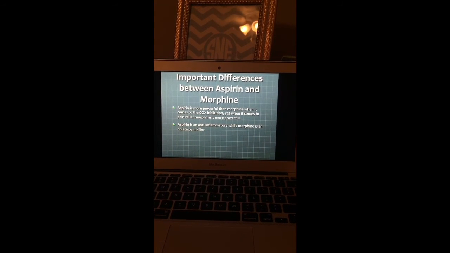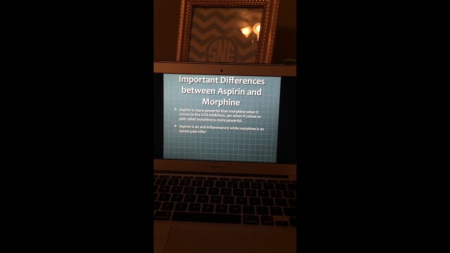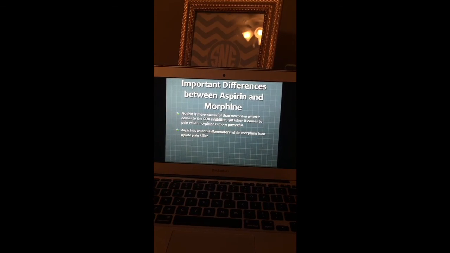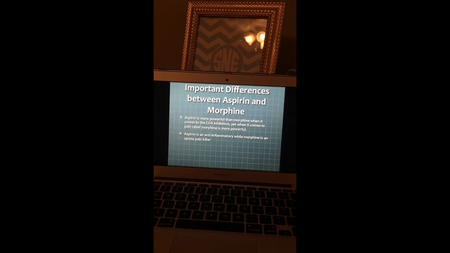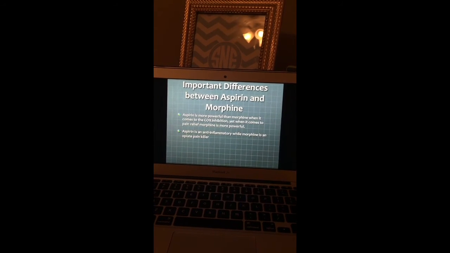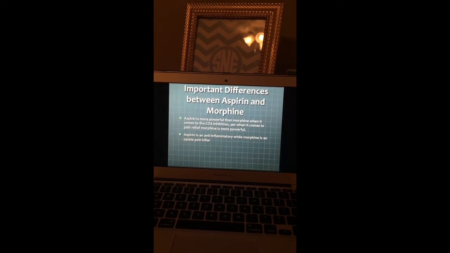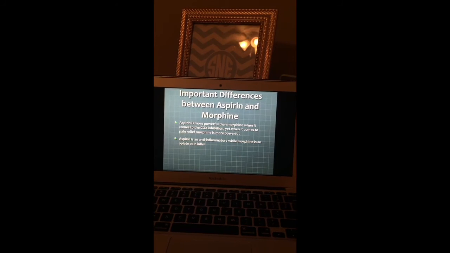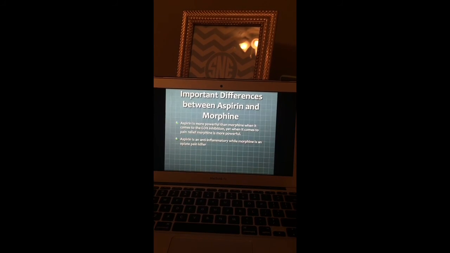Important differences between aspirin and morphine. Aspirin is more powerful than morphine when it comes to COX inhibition, yet when it comes to pain relief, morphine is more powerful. Aspirin is an anti-inflammatory, while morphine is an opiate painkiller.